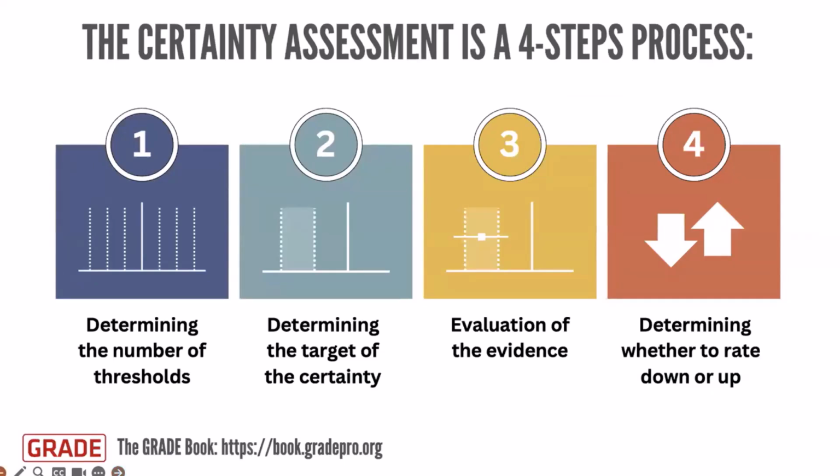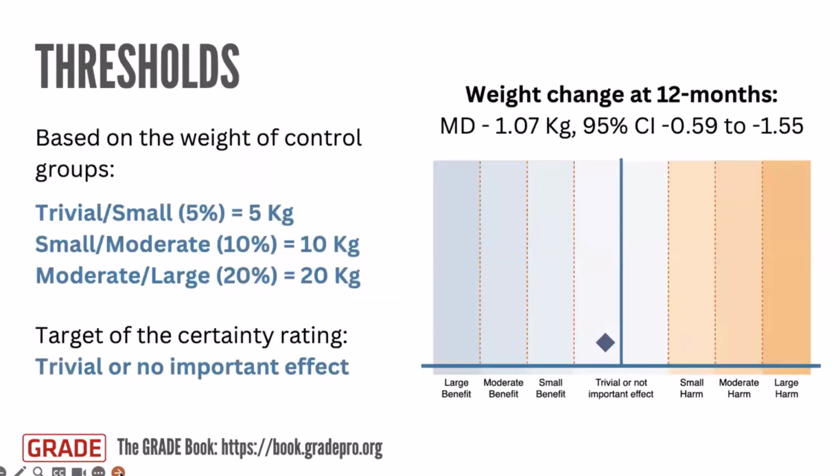So here we're going to apply these 4 steps: determine the thresholds, determine the target certainty rating, evaluate the evidence, and determine whether to rate up or down. And I hope that by the end of the example, you will be surprised how we upgrade results in a different assessment. So the thresholds: we need to define the minimal difference that we will consider meaningful, because we don't want to rely on statistical significance.